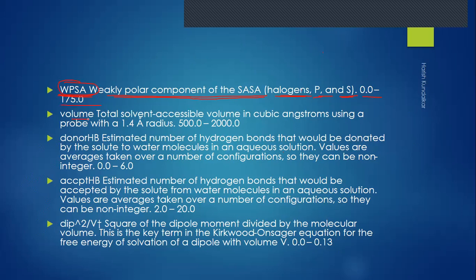Then volume is another physicochemical property which talks about the total solvent accessible volume in cubic Angstrom using a probe of 1.4 Angstrom radius. So this value should be in between 500 and 2000.